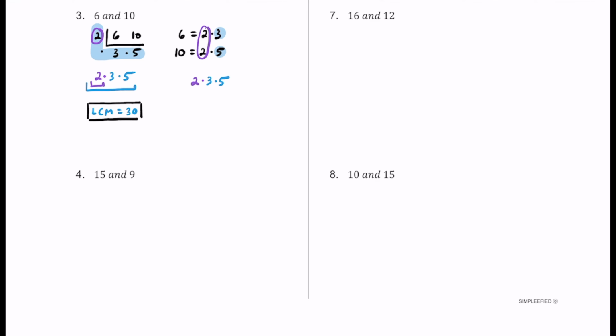And notice, just like we did in the last one, that this will get us our LCM. So 2 times 3 is 6, 6 times 5 is going to be 30. So this whole thing is going to equal 30, and so this checks out.